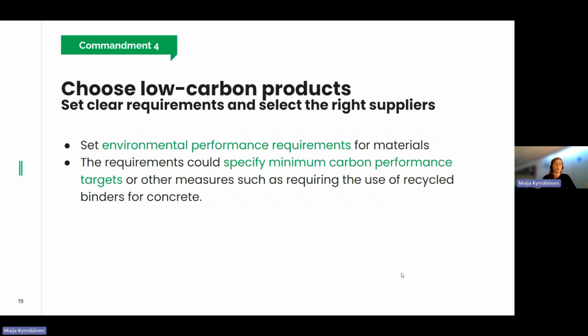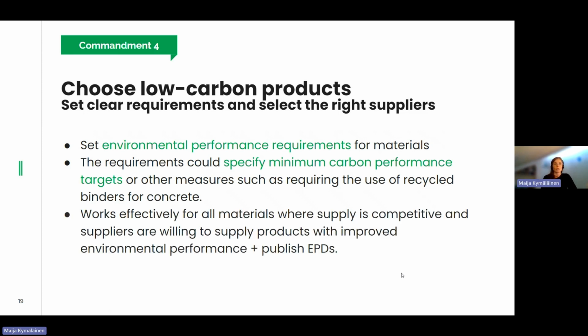And these should specify minimum carbon performance targets and other measures, such as requiring the use of recycled binders for concrete, for example. And this works effectively for all materials where supply is competitive and suppliers are willing to supply products with improved environmental performance and also publish EPDs that you can then use as a basis for that comparison.